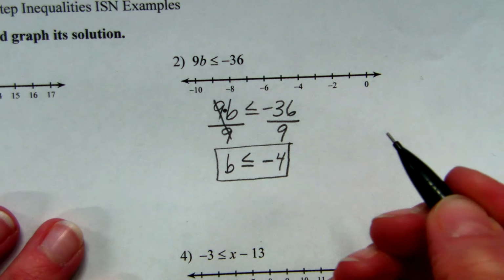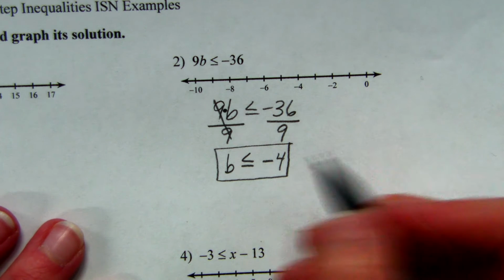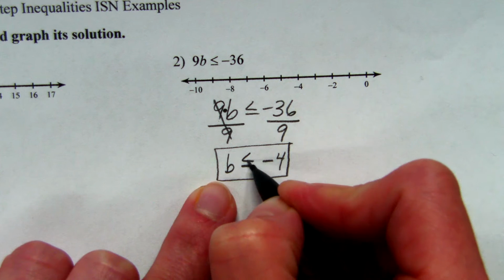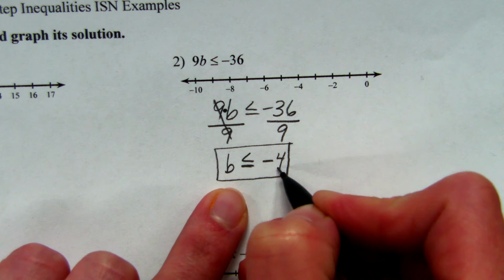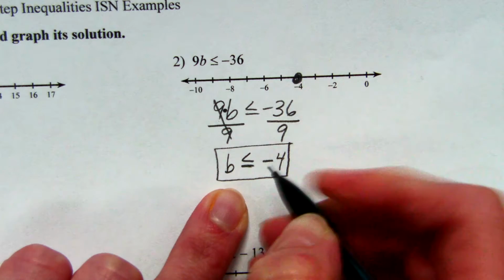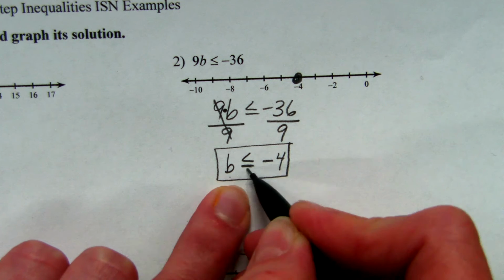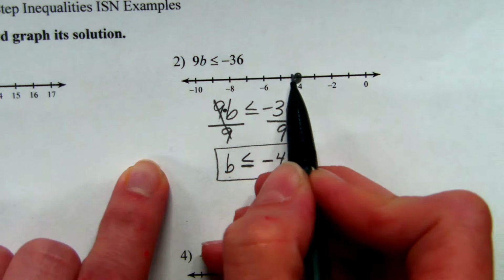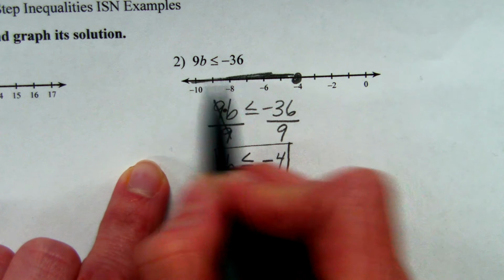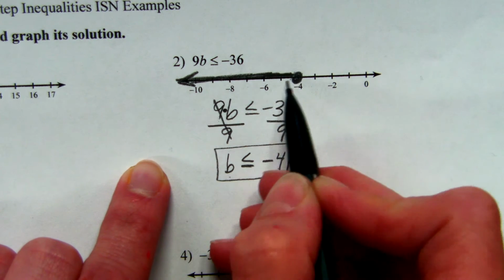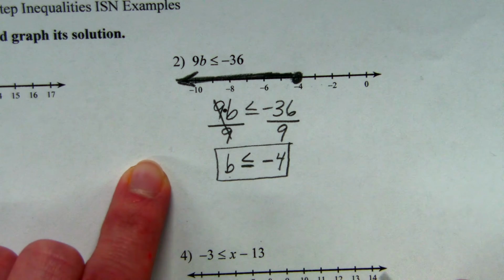And that is our solution. So if we look at this one, we do have that little equal to bar. It's b is less than or equal to -4. So when we put our point at -4, we fill it in, showing that -4 could be a solution, because -4 would be equal to -4. And then any of the numbers that are less than this also would be part of the solution. So anything to the left.